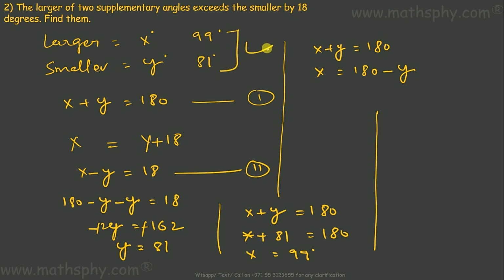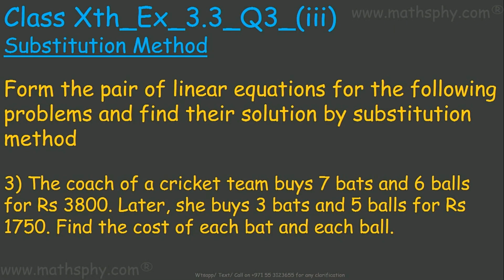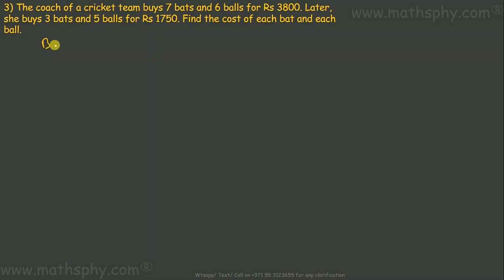That's the answer. This question here says, the coach of a cricket team buys 7 bats and 6 balls for ₹3,800. Later, she buys 3 bats and 5 balls for ₹1,750. Find the cost of each bat and each ball through substitution method. Let's take bat as x rupees per piece.